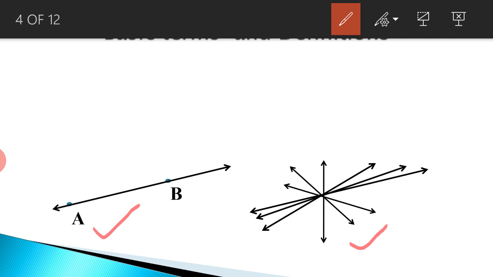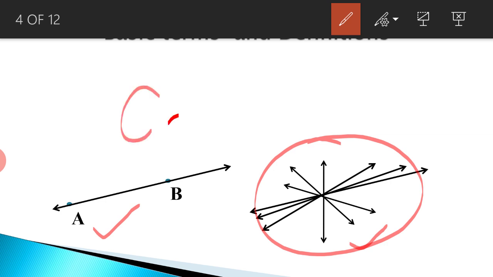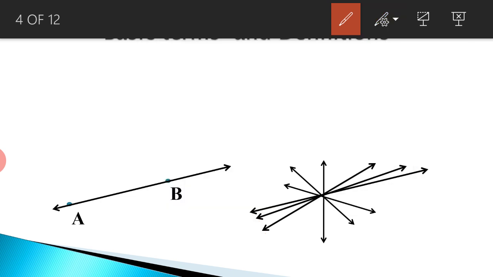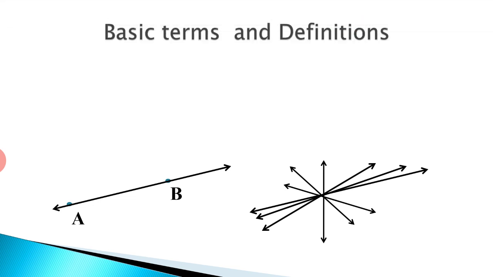Lines which intersect each other at one point are called concurrent lines. You must have heard this term. When more than 2 lines pass through one point, we call them concurrent lines. Otherwise, if there are 2 lines, we call them intersecting lines. Is it clear? So let us summarize the points.